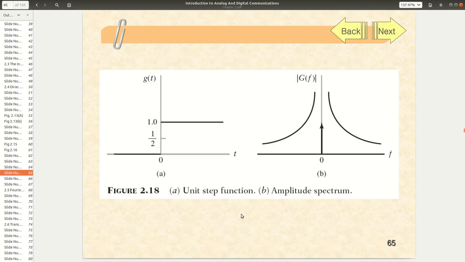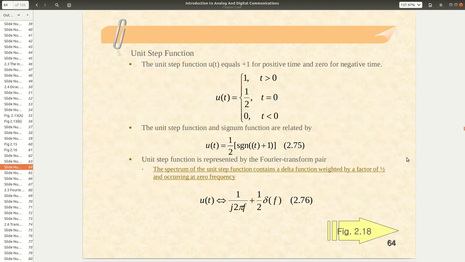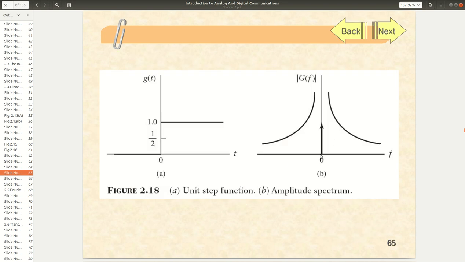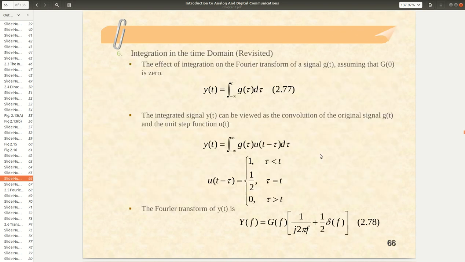So it's like this: one delta function plus this value, 1/2 f. This is a unit step function, weighted by a factor of 1/2 occurring at zero frequency. This is one. So if you take the integration and multiply it by the unit step function, this can be viewed as a convolution again.